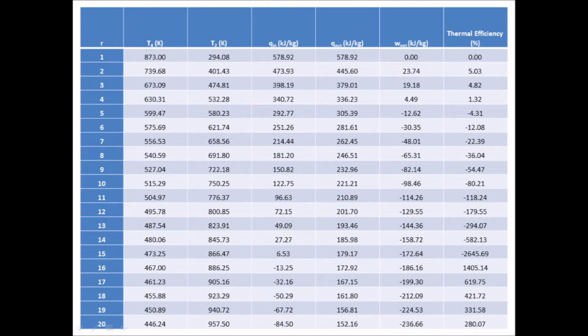Now this is the result. We use different values of pressure ratio and the subsequent output for T2, T4 and thermal efficiency. Based on the result obtained, we can conclude that the Brayton cycle is not suitable to be used if we would like to heat from 294.08 Kelvin to 873 Kelvin.